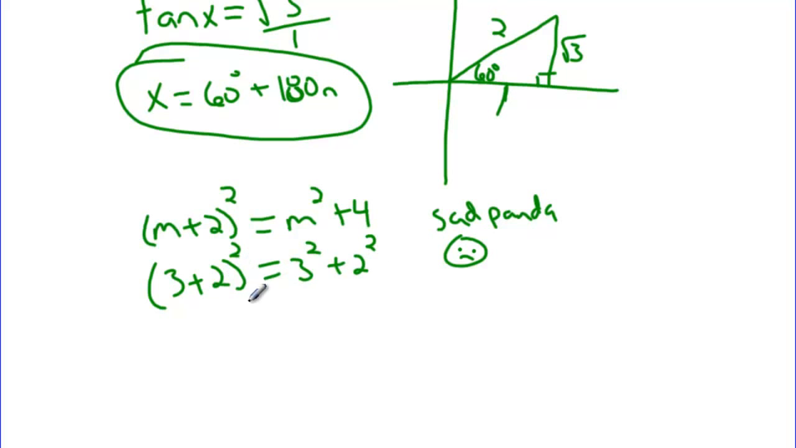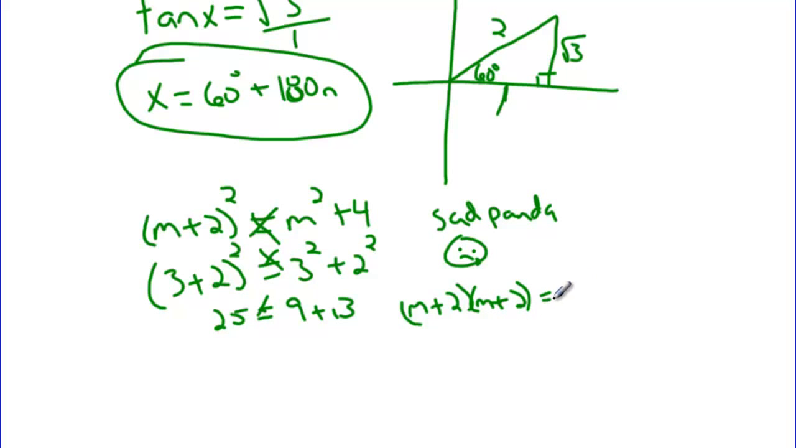Well, you can see 3 plus 2 is 5. 5 squared is 25. 3 squared is 9 and 2 squared is 4. They're not equal. That's because that was wrong. You cannot do that. Makes me sad panda crying. Okay, anyway, m plus 2 squared means m plus 2 times m plus 2, and you have to FOIL this, box it, whatever. This is m squared plus 2m plus 2m plus 4, and this answer is m squared plus 4m plus 4. Don't make your pre-cal teacher cry because of algebra mistakes like that.